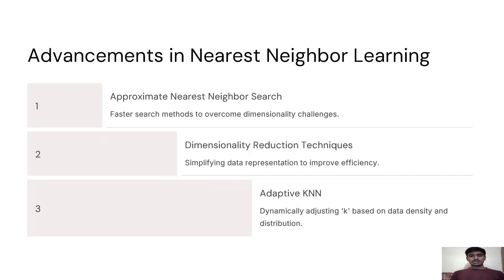Next are the advancements in nearest neighbor learning. First is approximate nearest neighbor search, second is dimensionality reduction techniques, and third is adaptive KNN. Approximate nearest neighbor search uses faster search methods to overcome the dimensionality challenges. Second is dimensionality reduction.